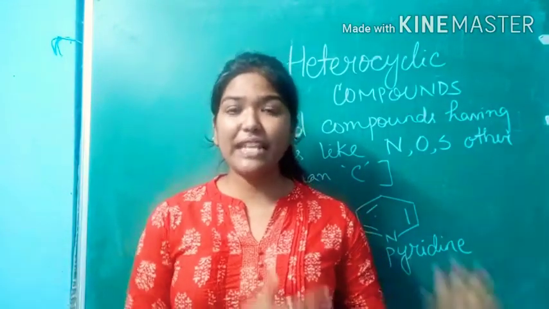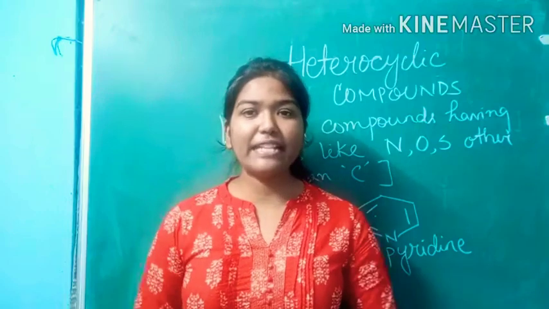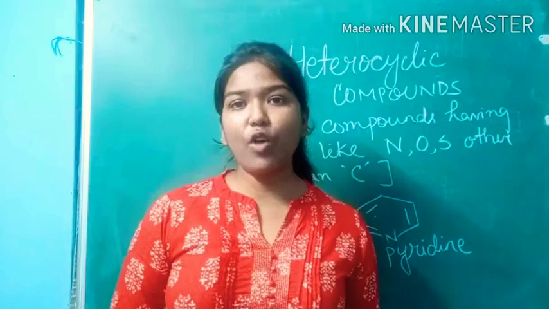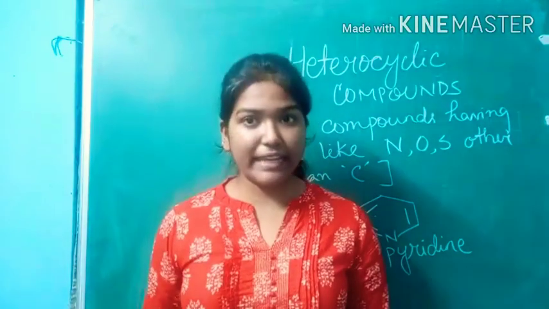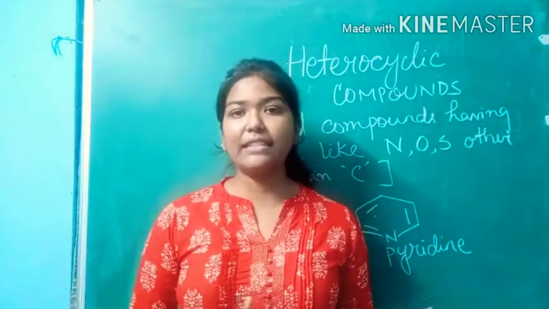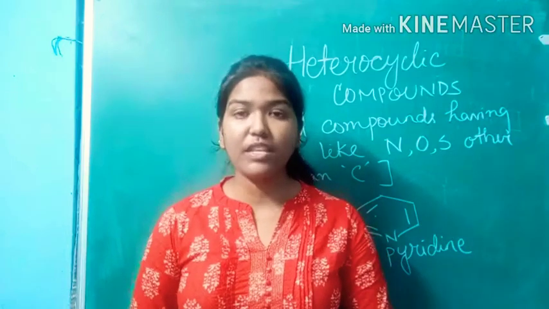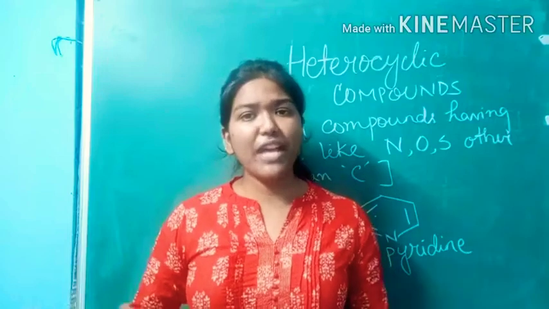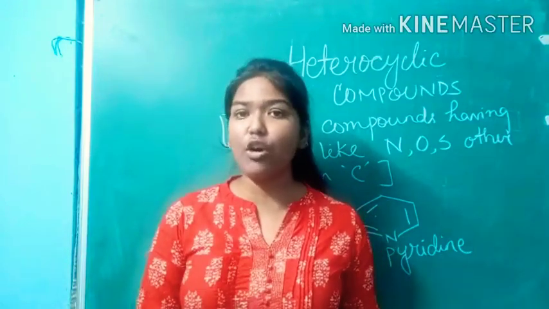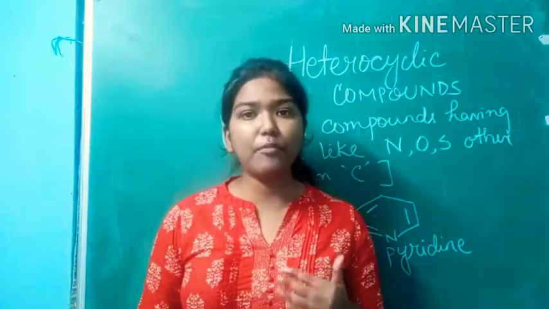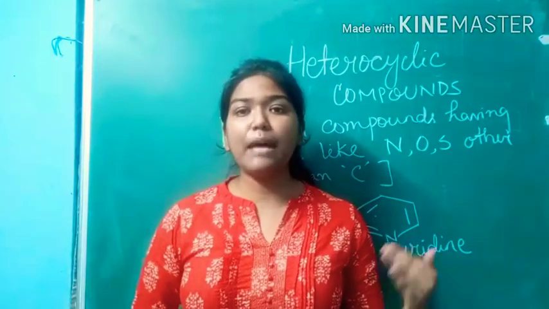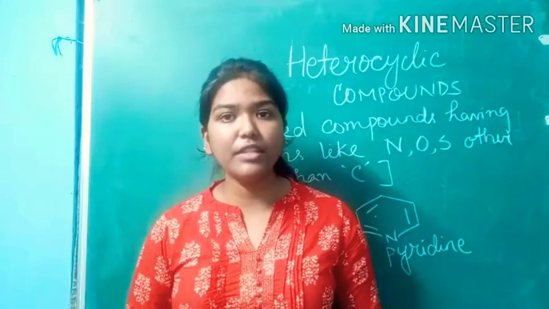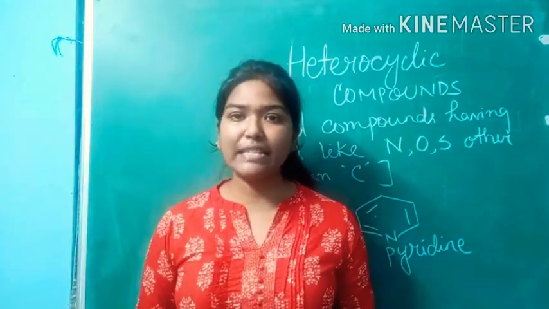Here comes the last category of organic compounds, that is heterocyclic compounds. Till now we were doing homocyclic and their subtypes, and this is about heterocyclic compounds. So what are heterocyclic compounds? These are compounds which have got carbon, and also rings, but apart from carbon there must be some other heteroatoms like nitrogen, oxygen, sulfur and so on. Let's see some examples.